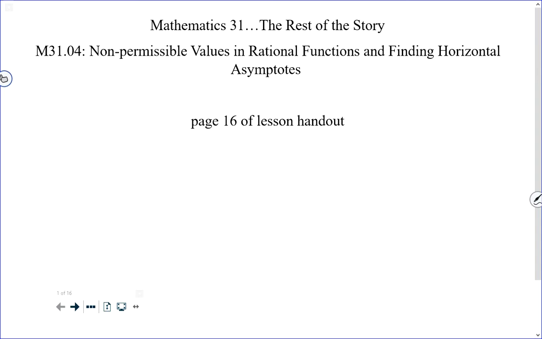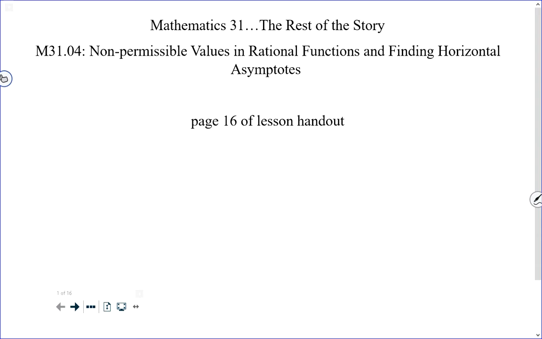We're looking today at lesson 31.04, which is the final lesson in the current handout. I'm going to be reviewing some basic ideas behind rational functions, but our focus here in this lesson is on asymptotes. You already know how to find vertical asymptotes, which we're going to review in the first part of the lesson with our rational functions review.